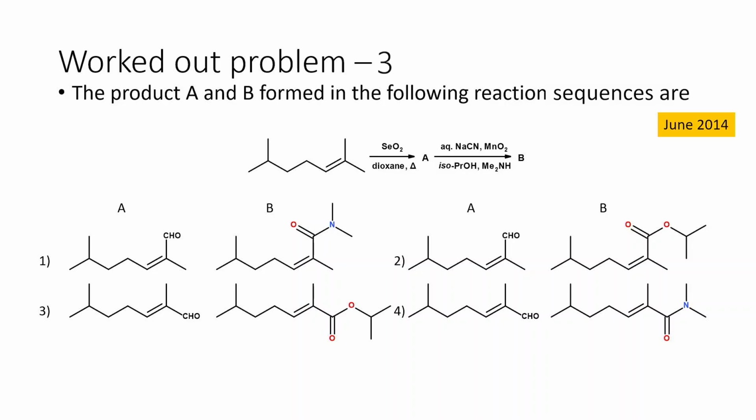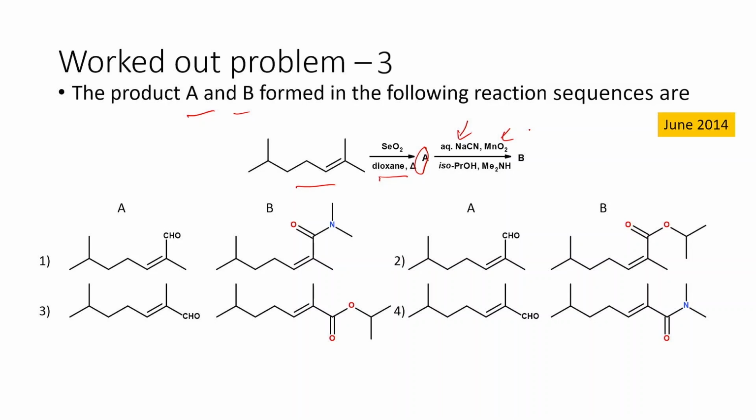Let us move on to the next problem. So here the products A and B are formed in the following sequence of reactions. The starting material is given. It is an alkene. The alkene is treated with selenium dioxide in the presence of dioxane and heating. That leads to the intermediate A, and this intermediate is further reacted with aqueous sodium cyanide followed by MnO2 oxidation.